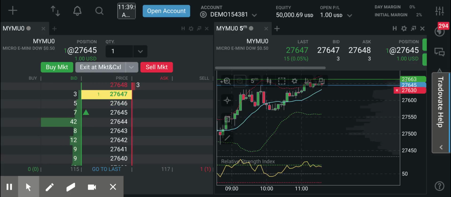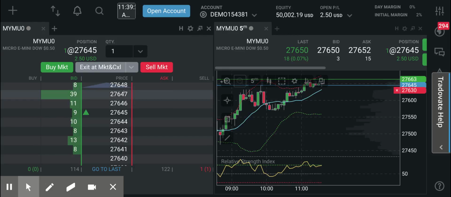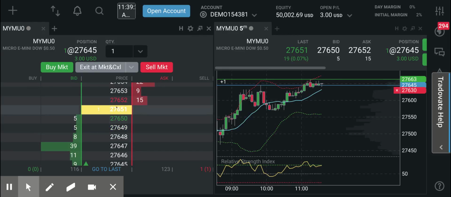and 27,663. Now, if you look right here, at this blue tab, it says 27,645. This is where I've entered the trade. Now, what I'm doing here is I'm playing the breakout. I'm believing, because it's keeping its strength and it's not gapping down, there's a lot of buyers.